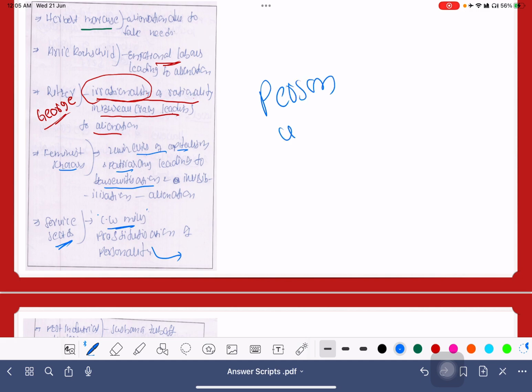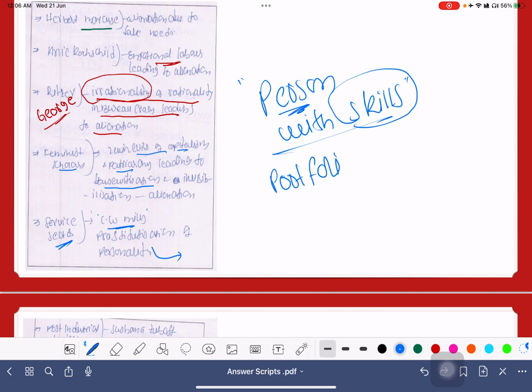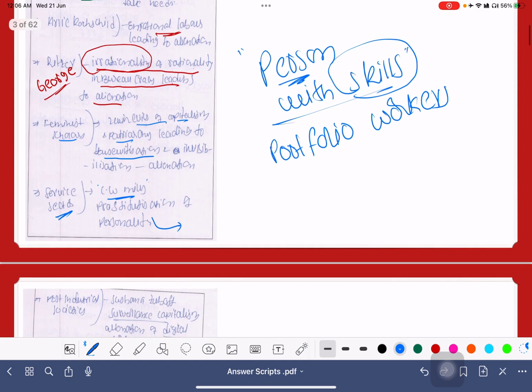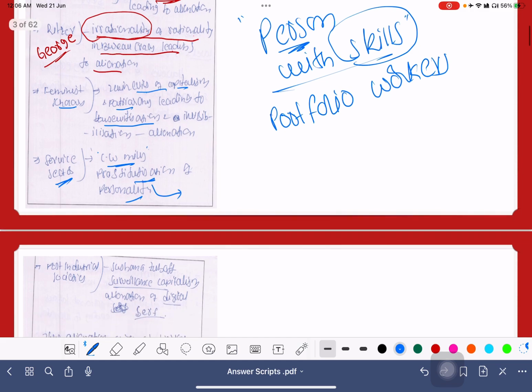You are respected because you are a person with skills. Like you are an engineer, or you are some marketing guy, a sales executive, and all these things. So persons with skills, you are not respected as a person, but you are respected for your skills. That is what he calls portfolio workers. Okay, so in the service sector, he calls this prostitutization of personality. So this also leads to one form of alienation.